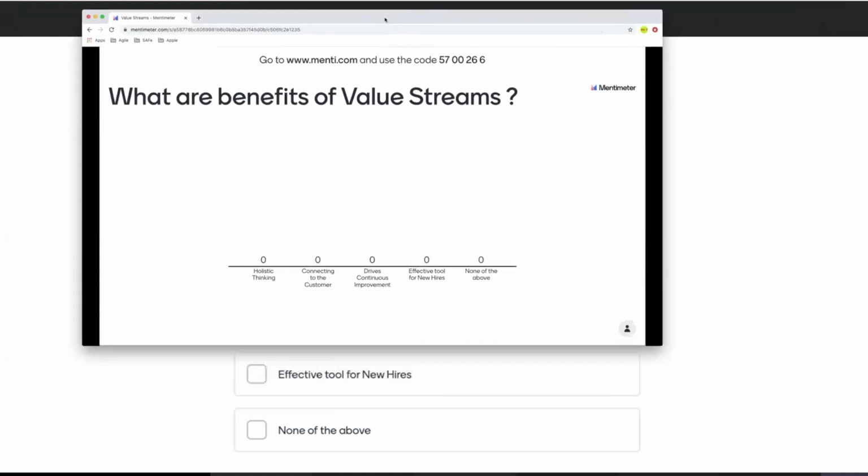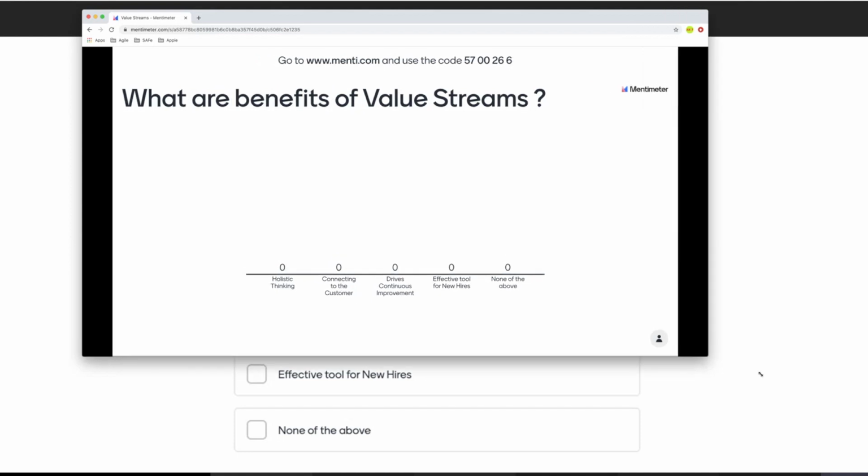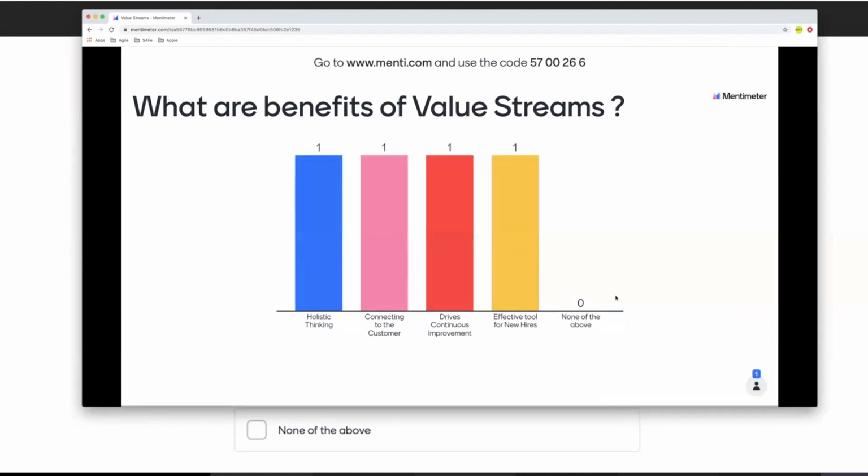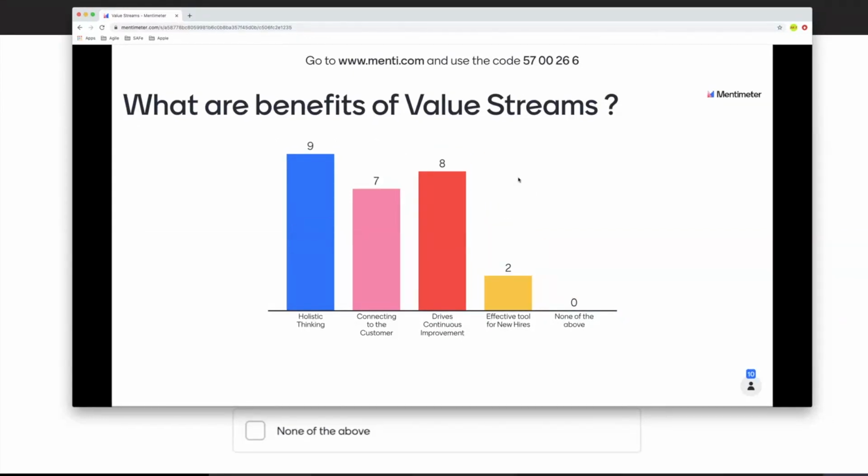If you go back into menti.com, type in the same code, it should now show you a question that says, what are benefits of value streams? So think about the definition that we've just talked about. What might be a benefit of the value stream? Some of these are fairly straightforward.